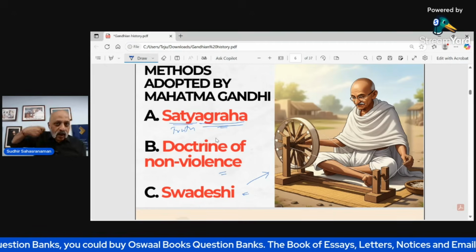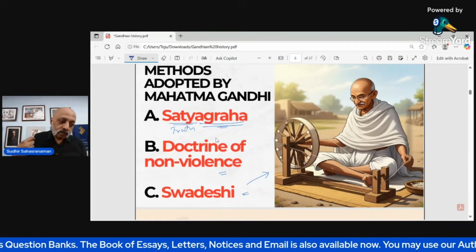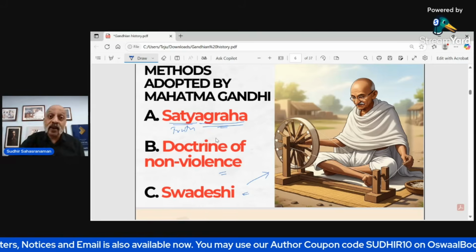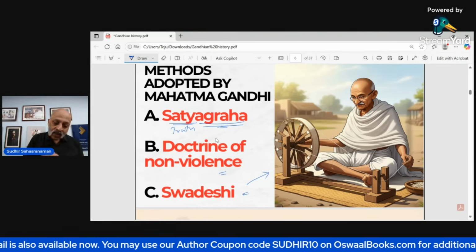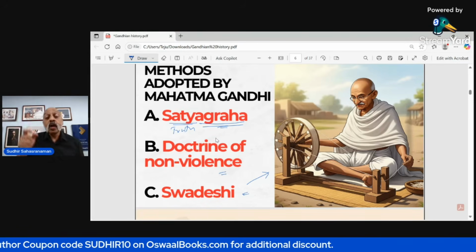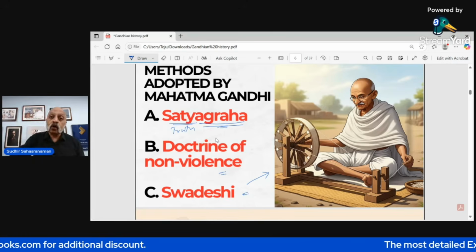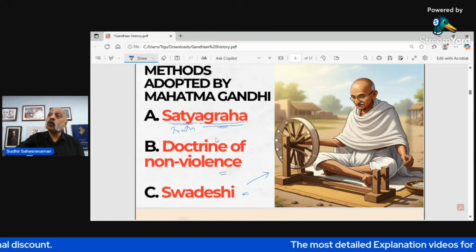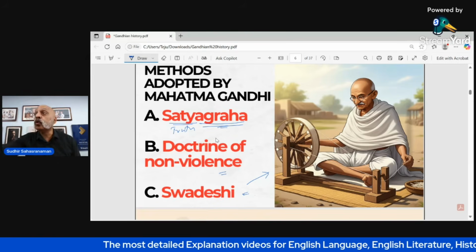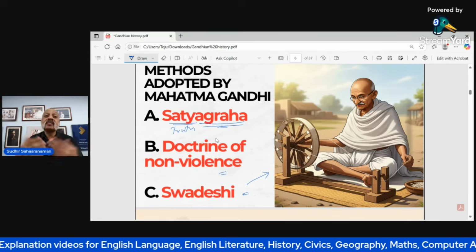So it is basically a moral force born out of truth and non-violence. It meant to be fearless. It meant speaking the truth and not being afraid to speak the truth. And if anyone forces you to do something which you are not willing to do, you would be willing to suffer the atrocities committed on you. If physical force is applied on you, you will suffer that, but you will not be willing to do the injustice that he is expecting you to do. So that is satyagraha.